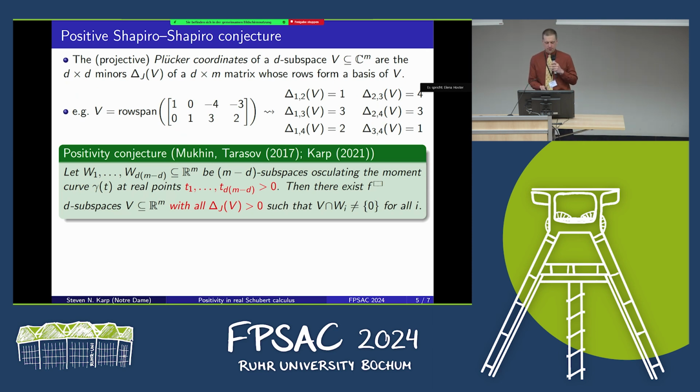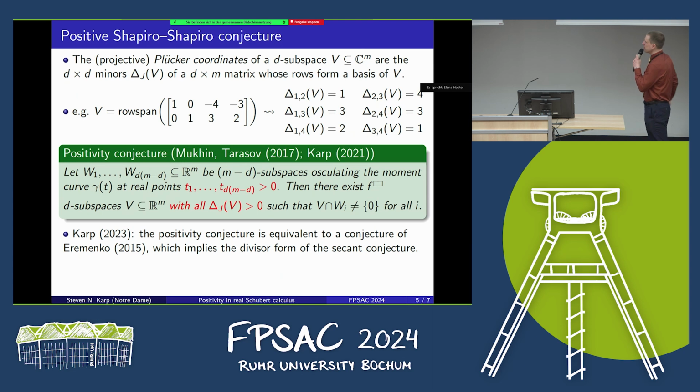So each of these w_i's is going to be an osculating subspace to our moment curve gamma, but now we're assuming that the point t_i of osculation is positive for each w_i. Then the conclusion is that not only are all the solutions V real, but all of their Pluecker coordinates are positive. So in other words, these solutions V all live in the totally positive Grassmannian.